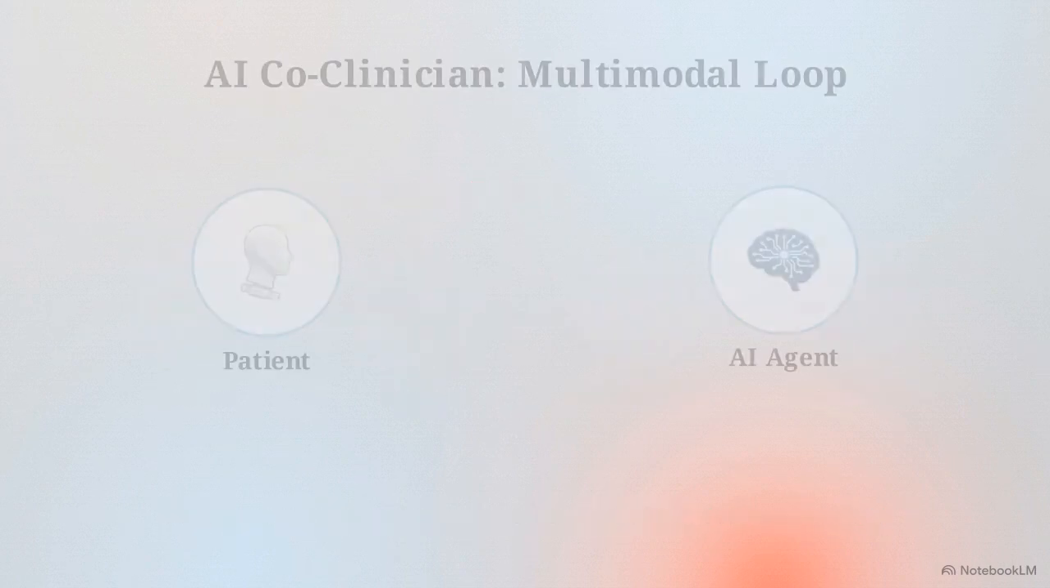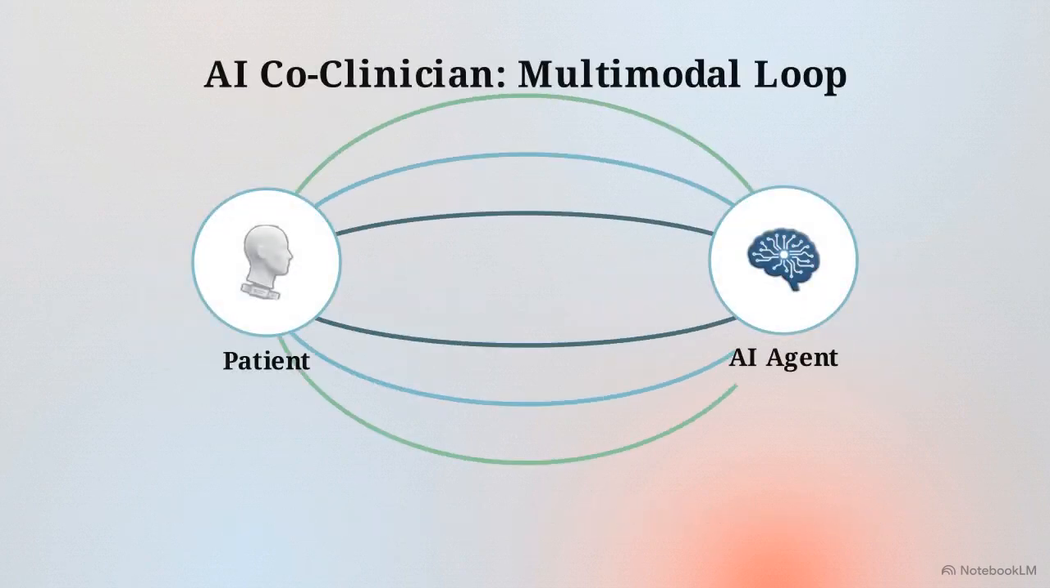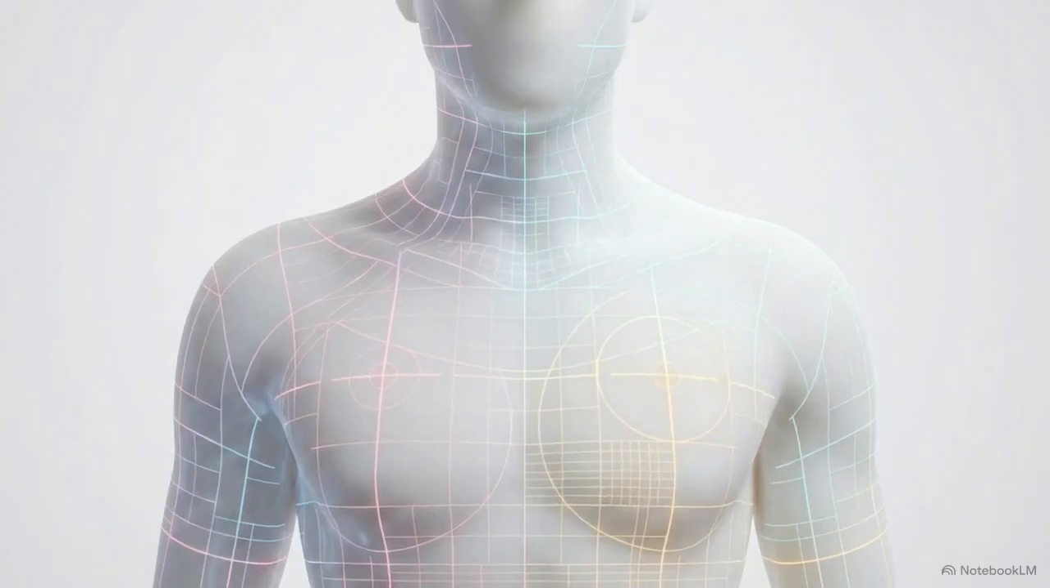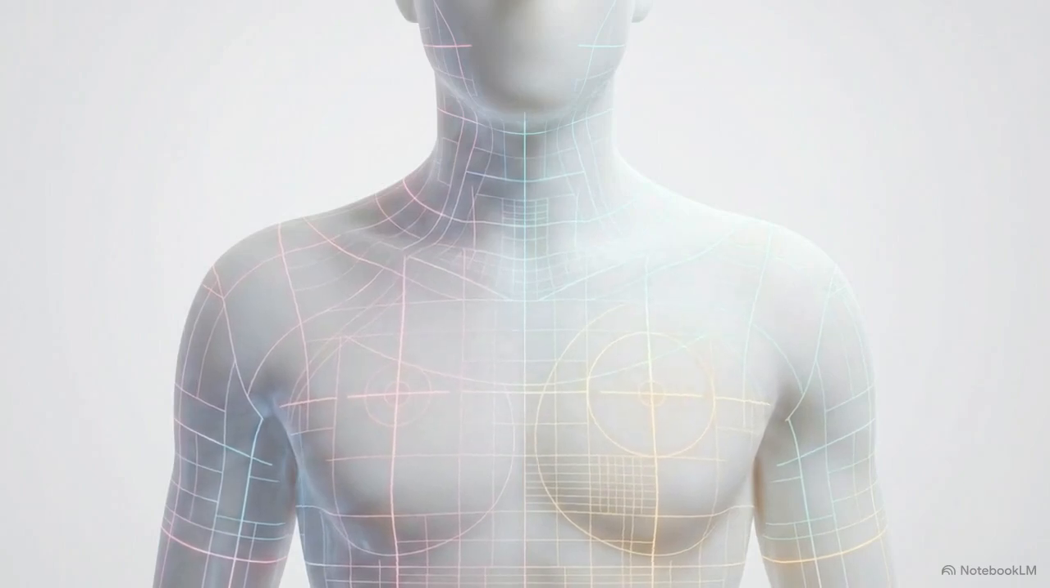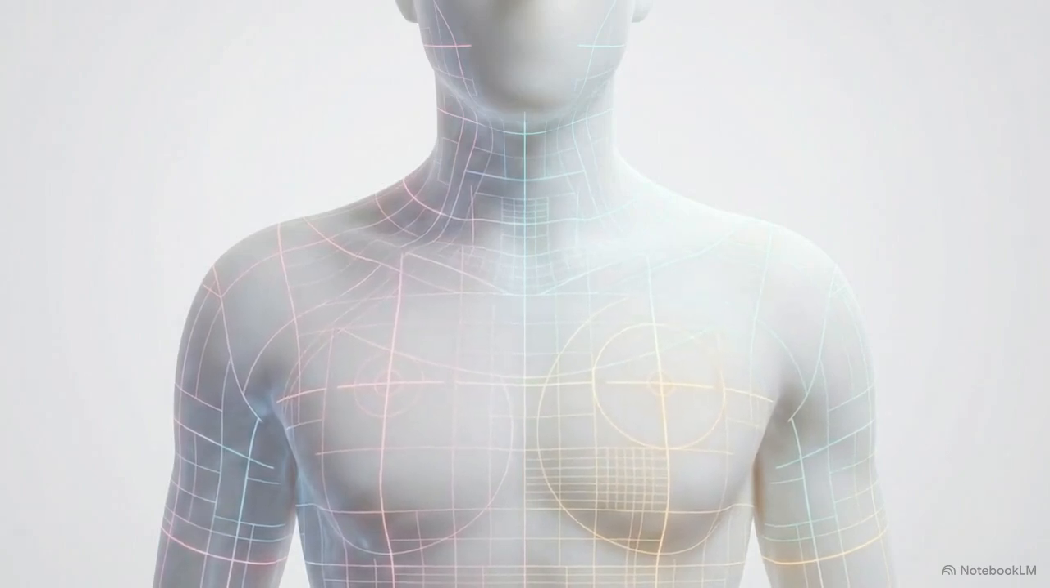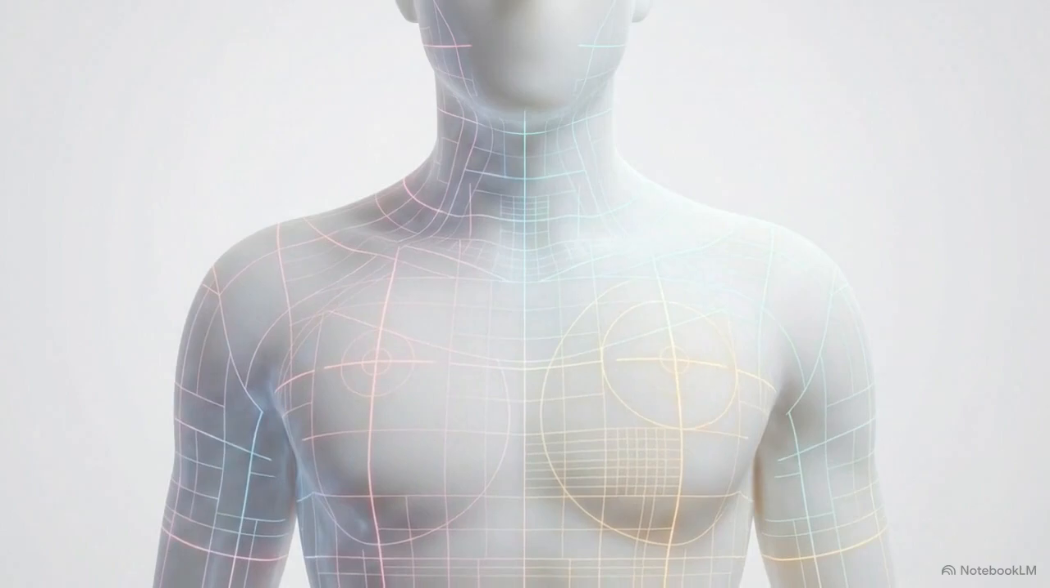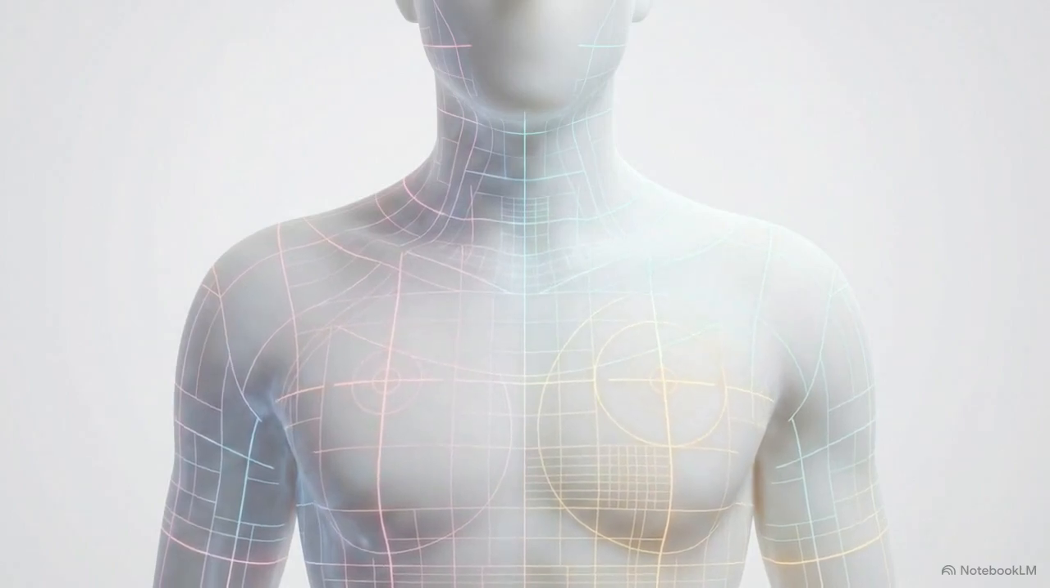Google DeepMind's AI co-clinician utilizes a different architecture, a low-latency, multimodal loop. This links the AI agent directly to the patient through continuous video and audio processing. By processing unevoked physical signs and guiding a patient through a physical exam, this system replicates the iterative clinical reasoning loops used by human physicians.